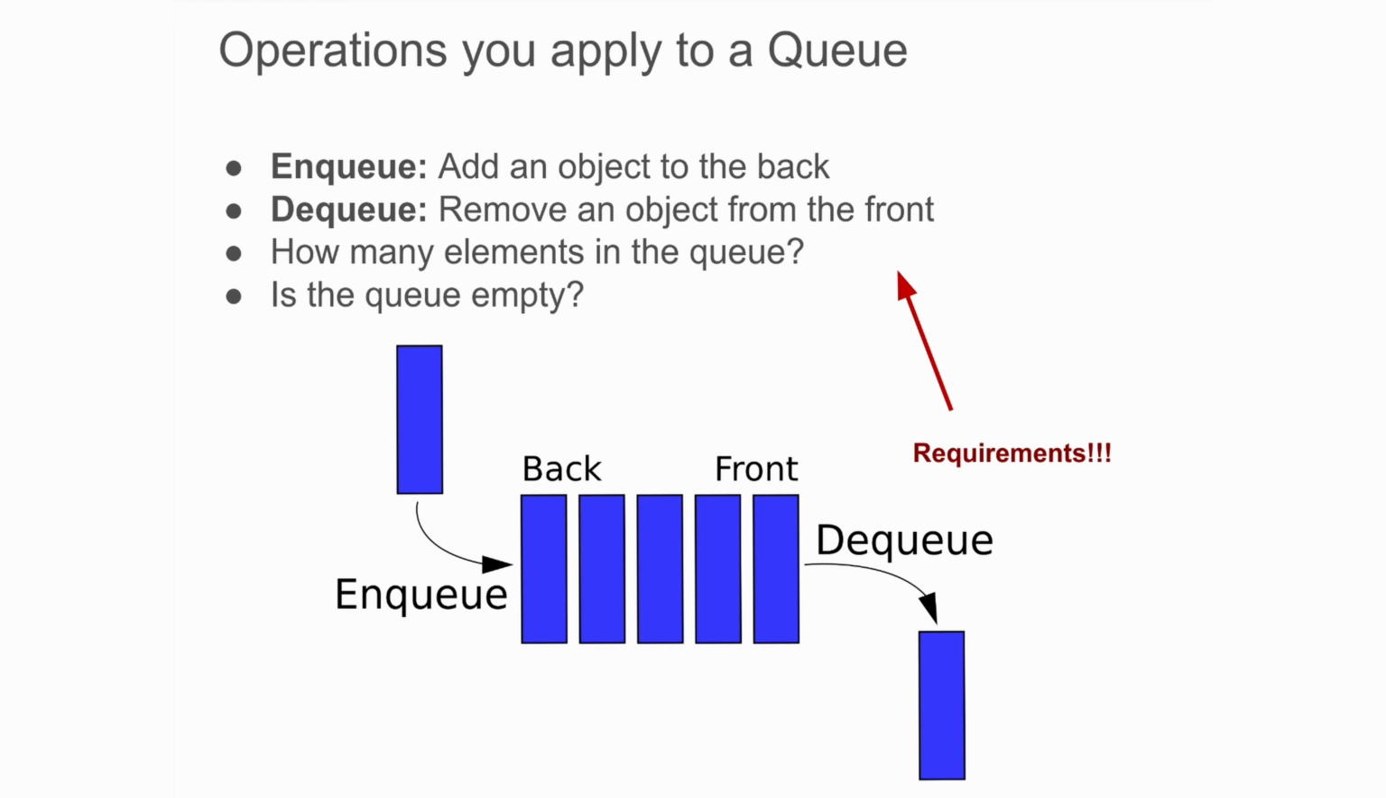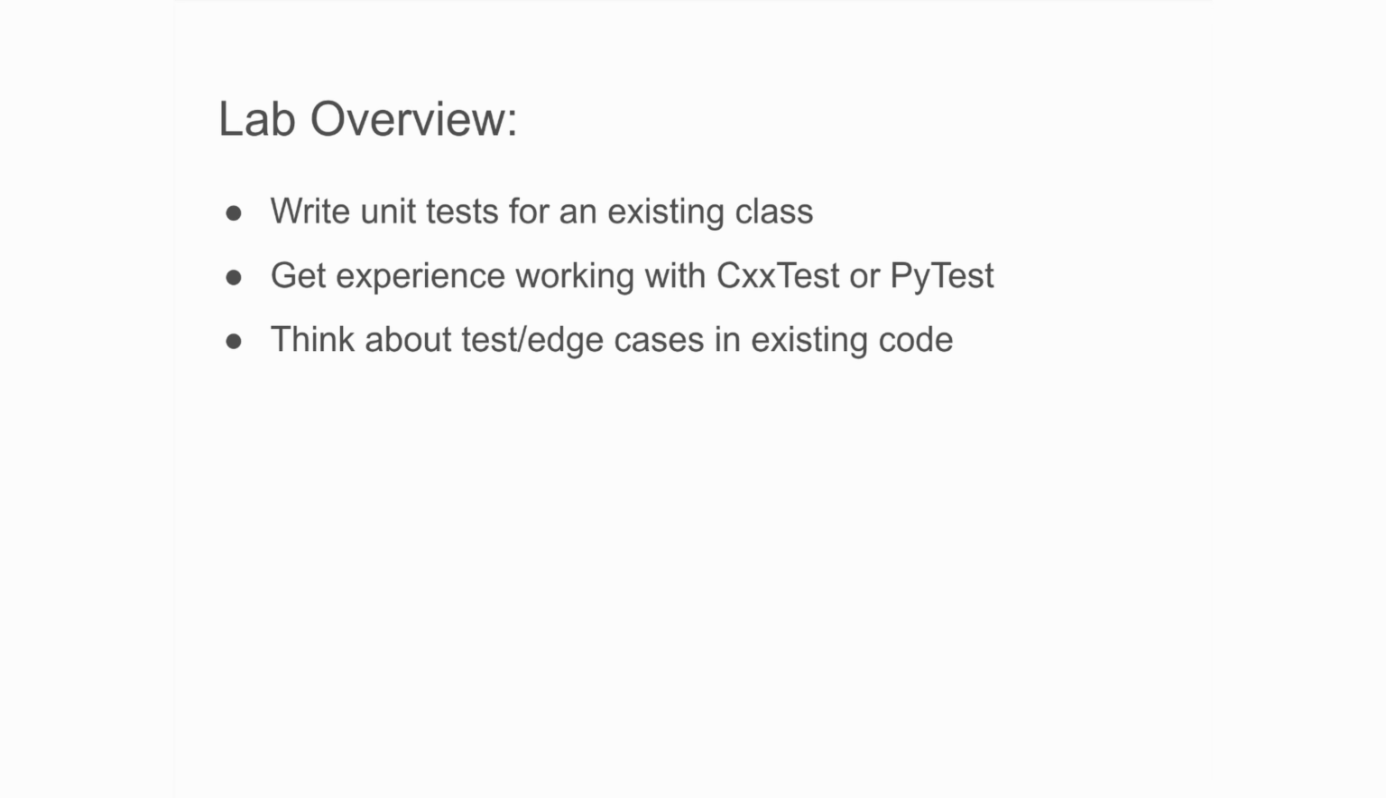You have different operations in your queue. Enqueue adds an object to the back, and dequeue removes an object from the front. You'll want to know how many elements are in the queue, or whether the queue is empty. These will all be part of that queue class. Within your lab, there will be files in the lab directory that have this class already written, so you shouldn't have to change that class. But you're going to write tests to check that it's working properly. Does that make sense?